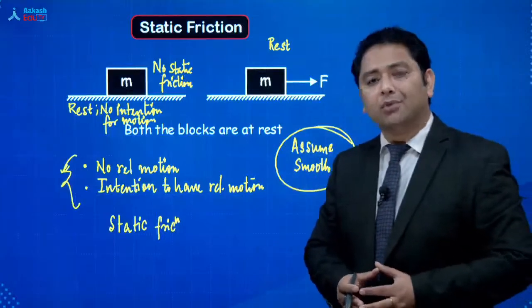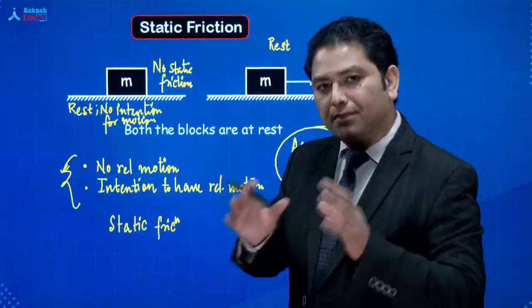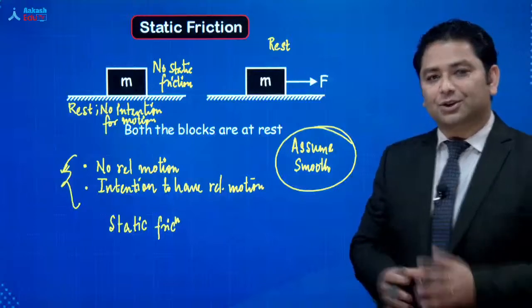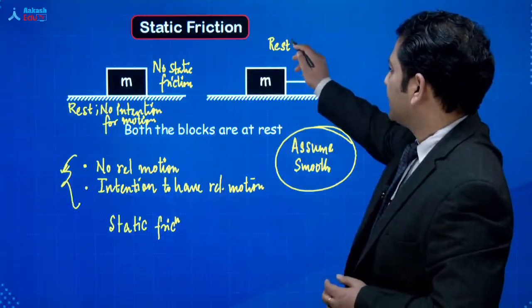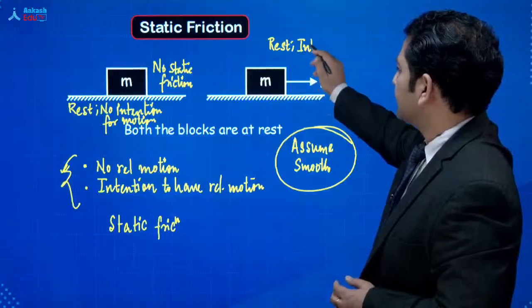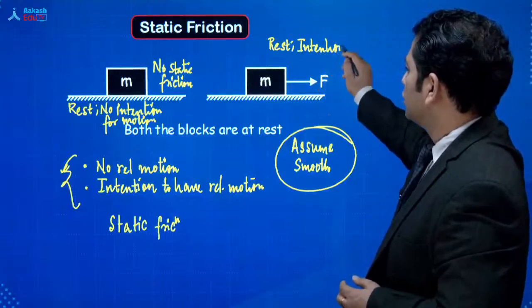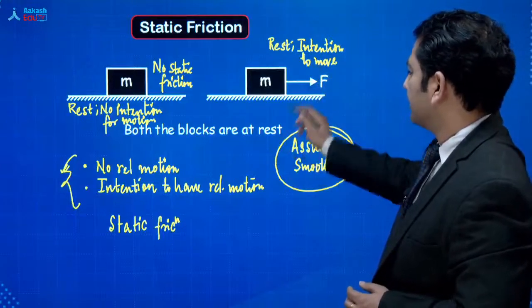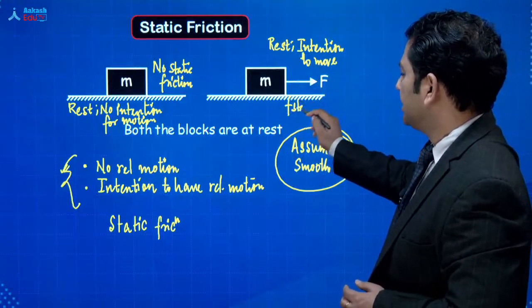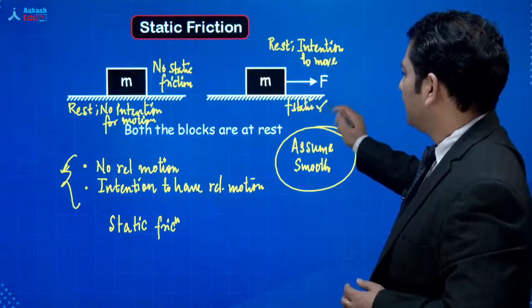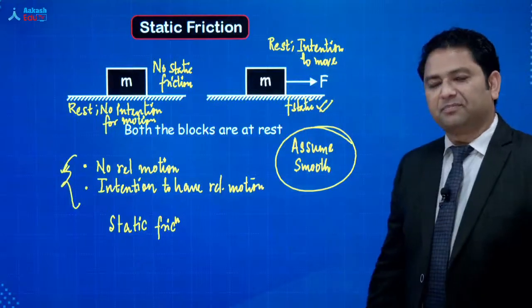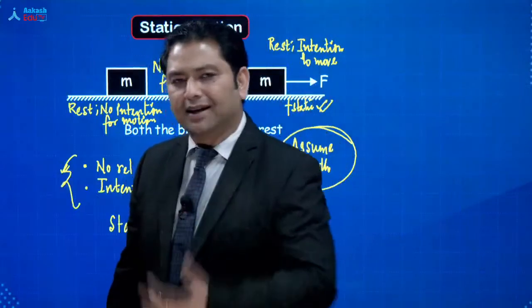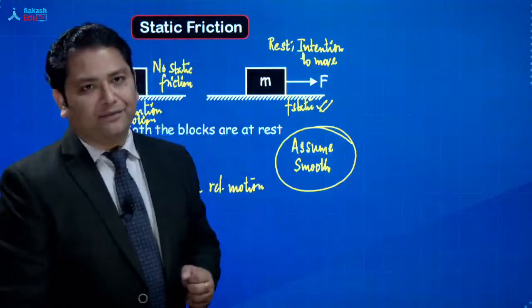Block का इरादा move करना है. But because of the roughness, the block is not able to move. So in this given condition, it is at rest, but there is an intention to move. Move करने का इरादा है. इसका मतलब in this given condition, there will be this static friction. So I think now, intention to move पता करने के लिए there would be no any difficulty.